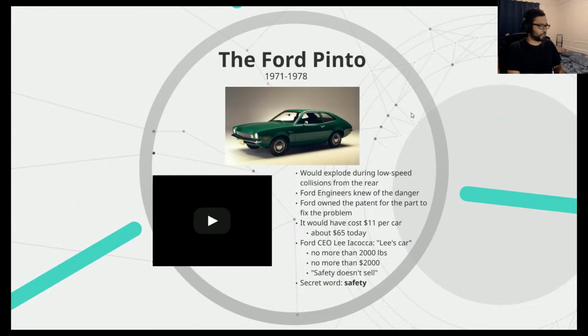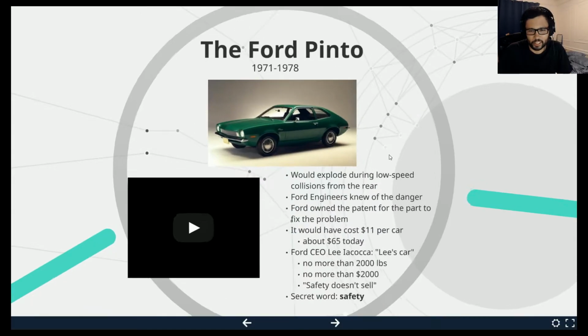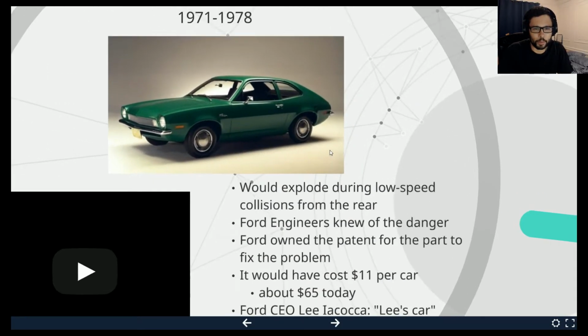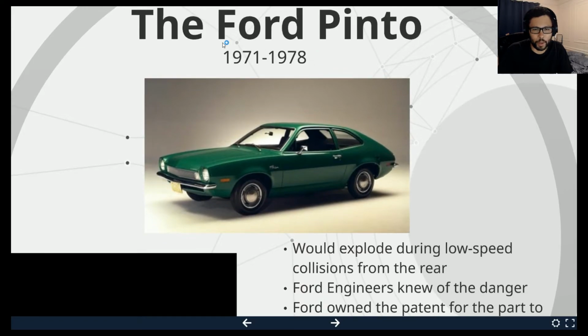And this brings us to our next case study, the Ford Pinto. Because we'll see that in dealing with the fact that these Ford Pintos exploded, Ford had to make a consequentialist decision, and we'll see the results that come up. So this is the Pinto. The Pinto was manufactured between 1971 and 1978.